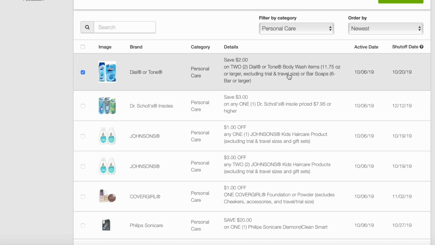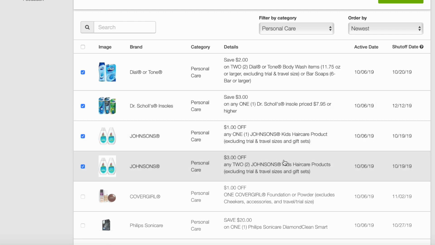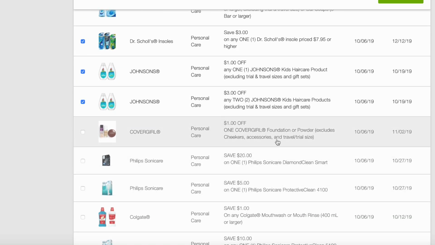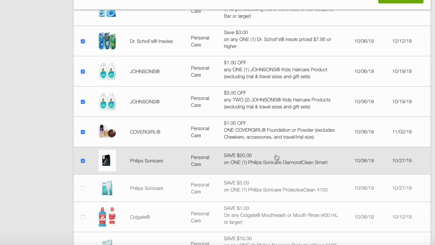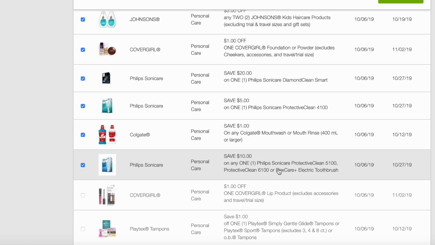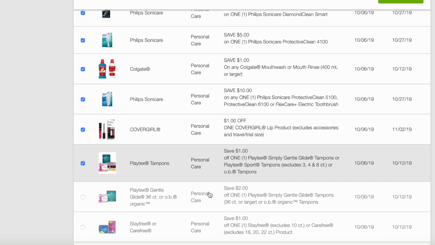Okay, $2 off of two Dial Tone, $3 on Dr. Scholl's, $1 on Johnson's hair care, and $3 on two Johnson's hair care. I've not seen those yet. $1 off a CoverGirl foundation or powder. Sonicare coupons. $1 on Colgate mouthwash. More Sonicare. $1 on a Colgate lip product. $1 off of Playtex. I wish I would have had that last week when those were free at Walmart.